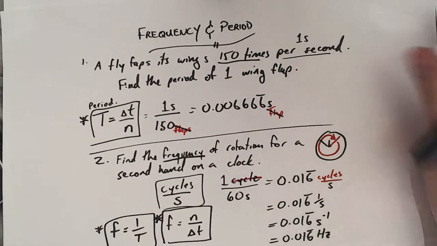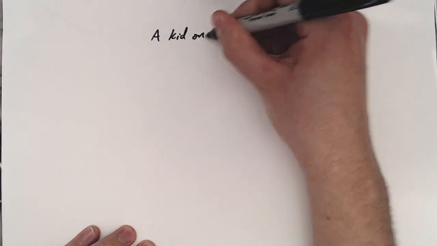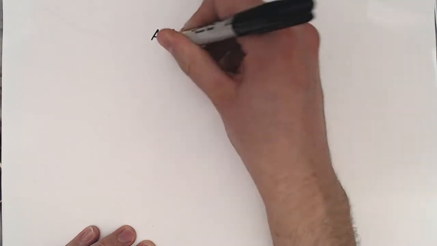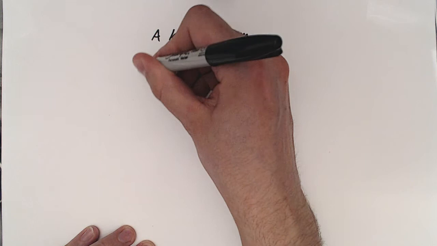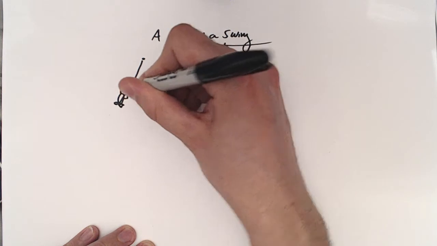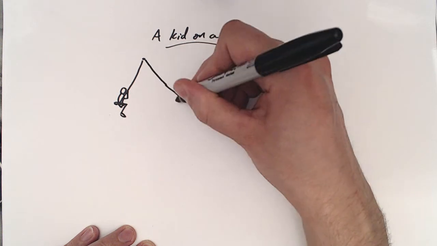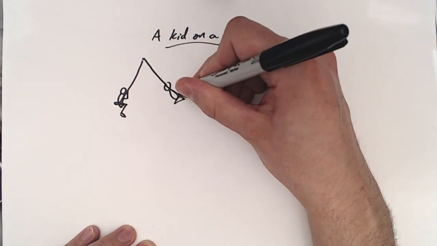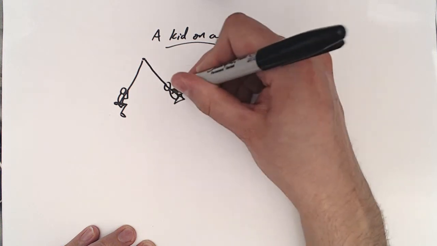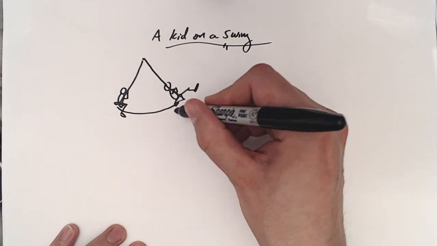I'll do one more example before we wrap up this quick little talk about frequency and period. Let's talk about a kid on a swing. And we know that kids on swings, do this as a profile shot, go back and forth. Whee! Having a good time, and they go to one side and back again.